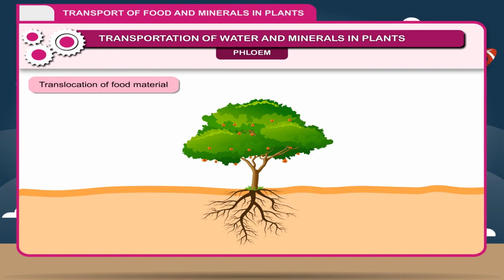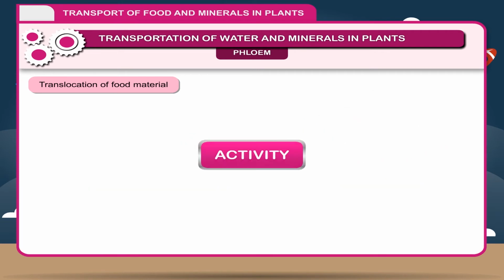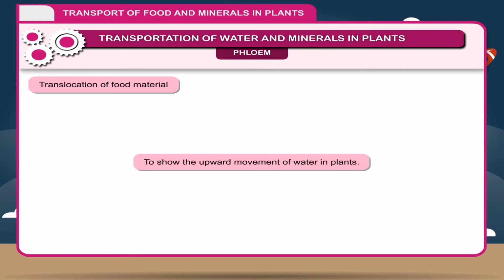It is known that phloem cells are involved in the transport of soluble food material from leaves to different plant organs. This movement of food from the phloem cells is bidirectional, that is, food can move up and downwards simultaneously. Activity. To show the upward movement of water in plants.